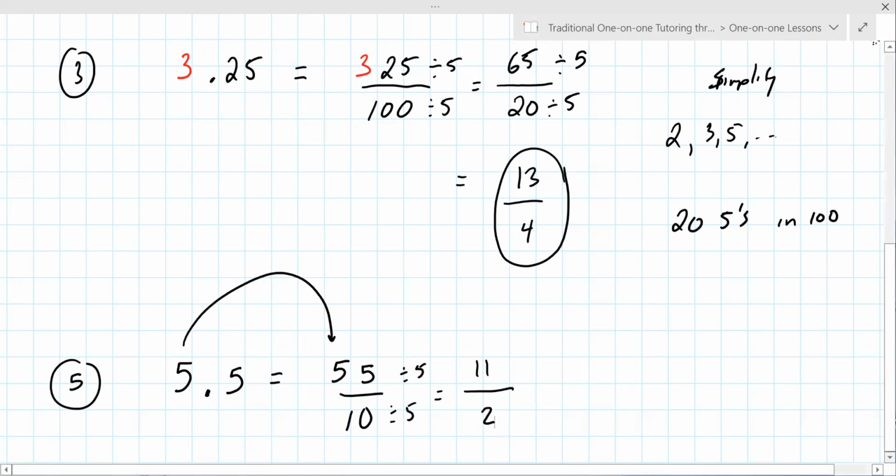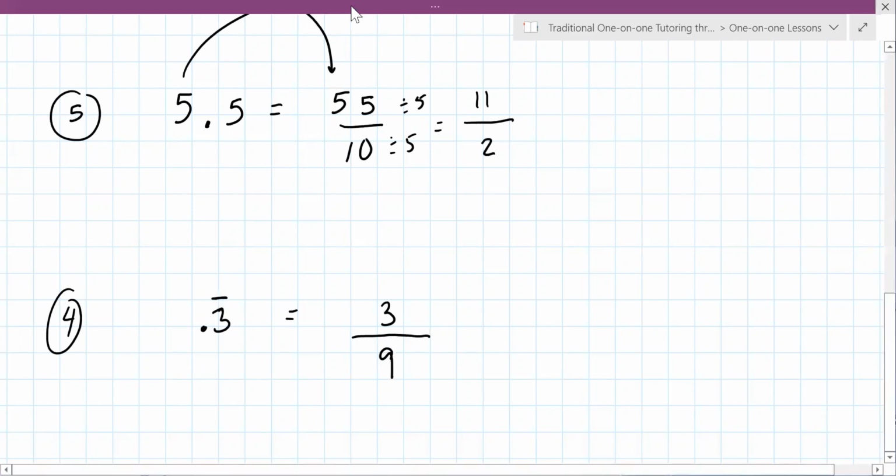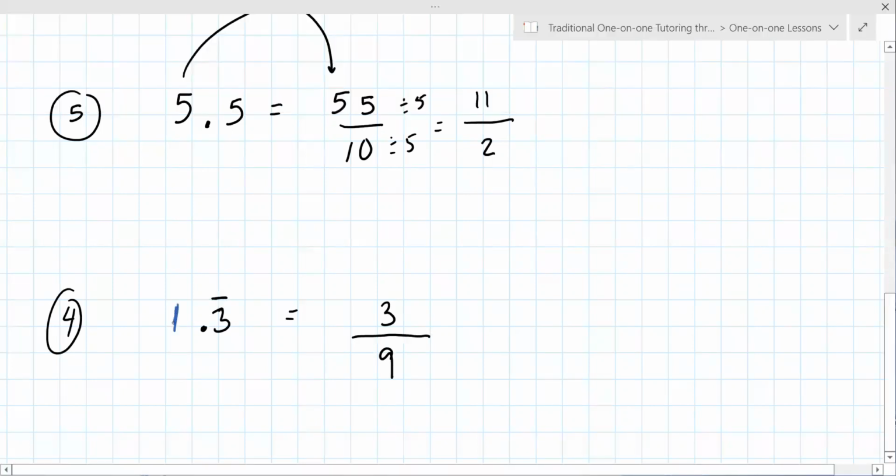Okay, so we can do 4 next. All right, so we're going to look at the repeating part first. What you do for the repeating part is you write it on top. And instead of that whole 1 and zeros, it actually goes over 9. Now, similarly, because there's that 1 in front, that's going to go there.